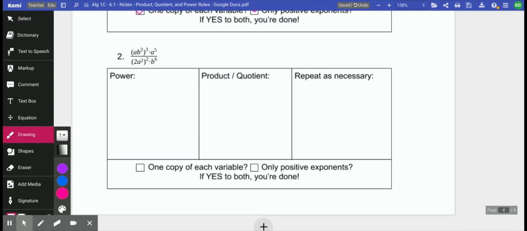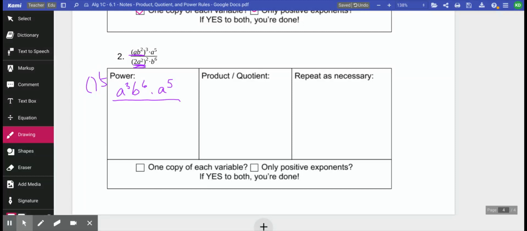Okay, here's a real challenge one, all right? So we're gonna do all of our power rule in the first step. So there's two places where we're gonna do power rule. So this is our parentheses, right? So I'm gonna look here and here. So remember to apply that outside exponent to every base. So that's gonna become a to the third, because that one didn't have an exponent before. B to the 2 times 3 is 6. And then bring down that a to the fifth. And then on the bottom, 2 squared. And then a to the 2 times 2 is 4. And b to the sixth.